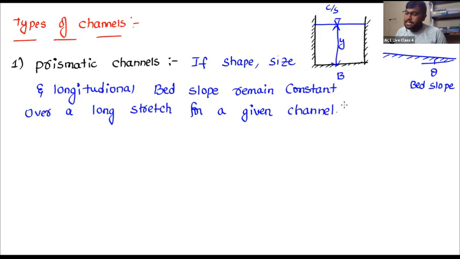So what is meant by prismatic channel? If the shape, size and the slope remain constant. And I hope if you have completed the strength of materials, you may have come across prismatic bars. If the cross section is going to be constant, then we can call it a prismatic. So now the cross section has some shape and some size. They're going to be constant. Then we call it a prismatic channel. So what is the example for this one, sir? All man-made canals.